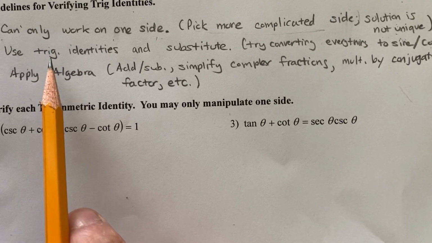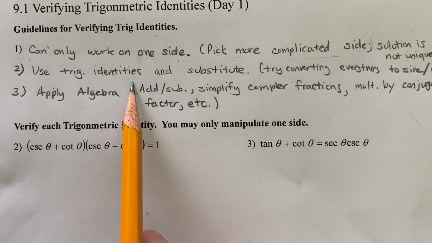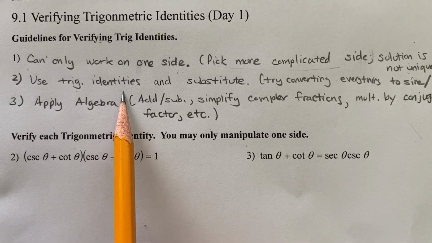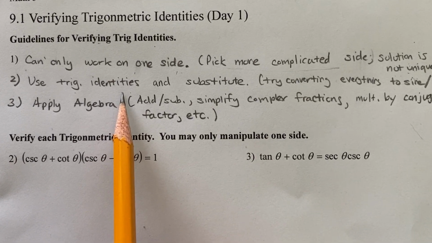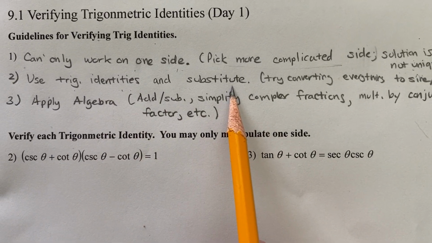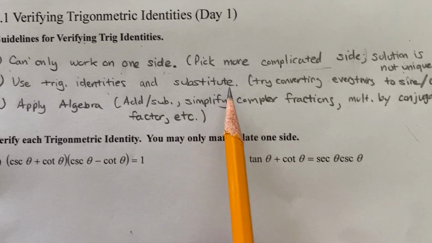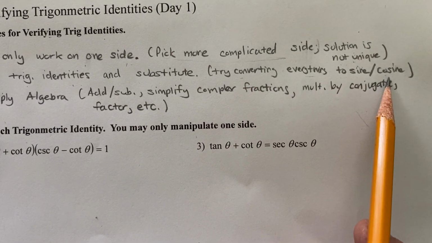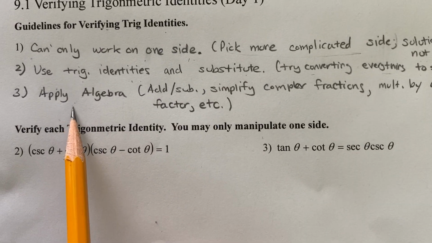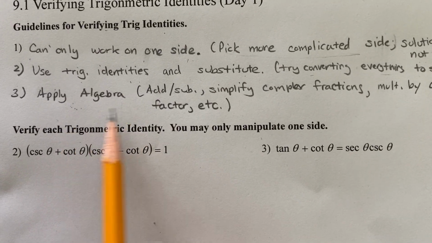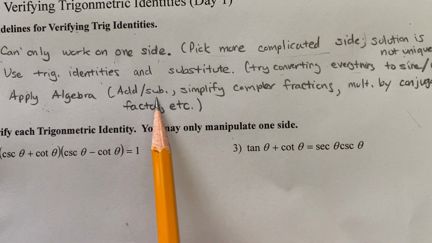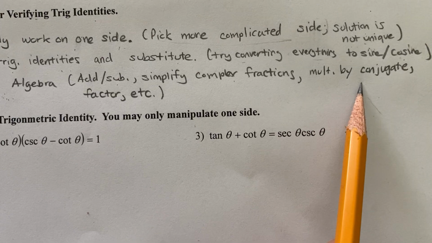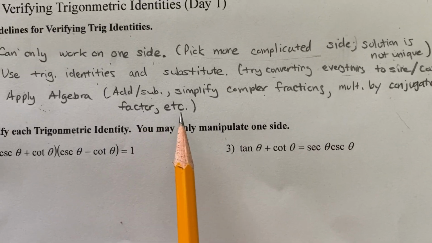Okay, so guideline number 2 is to use all the trig identities you've learned, right? The Pythagorean identities, you definitely have to know, reciprocal quotient identities, which some of you probably haven't memorized already, and you're gonna have to substitute and convert. When all else fails, sometimes what I like to do is just convert everything to sine and cosine if possible. And this is probably the most important one, right? All your algebra skills that you've ever learned, adding, subtracting, rational expressions, simplifying complex fractions, multiplying by conjugate, factor, etc.